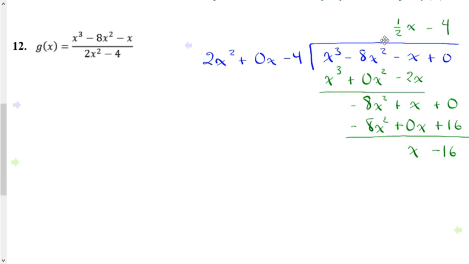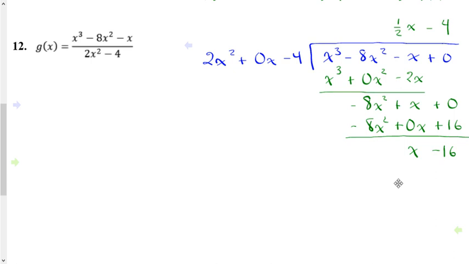When I do a half x times 2x squared, I get x cubed. Perfect. When I subtract, these will cancel. That's what I want to see. A half x times 0x is 0x squareds, which is 0. And a half x times -4 gives me -2x. We'll subtract, and then the process is similar to what we've done in the past.